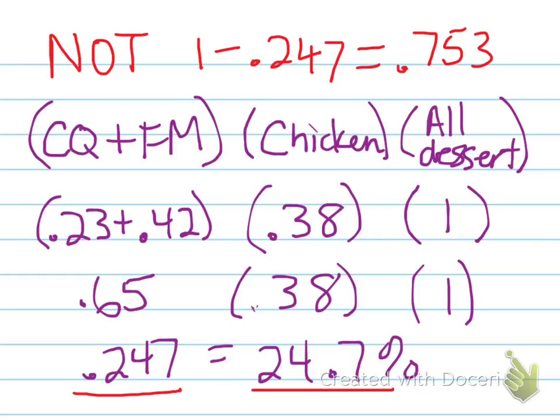Like I said, it wasn't on here, but sometimes you just want to know the not. So in the case of finding something that's not an order, find the probability of that order first, like we did right here, and then go and subtract it from 1.